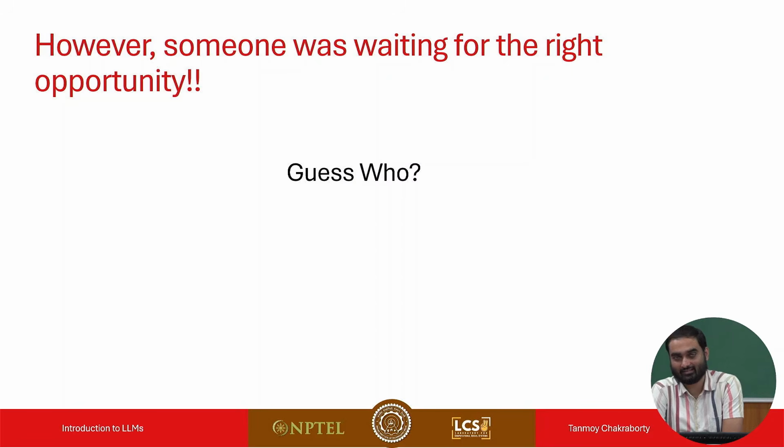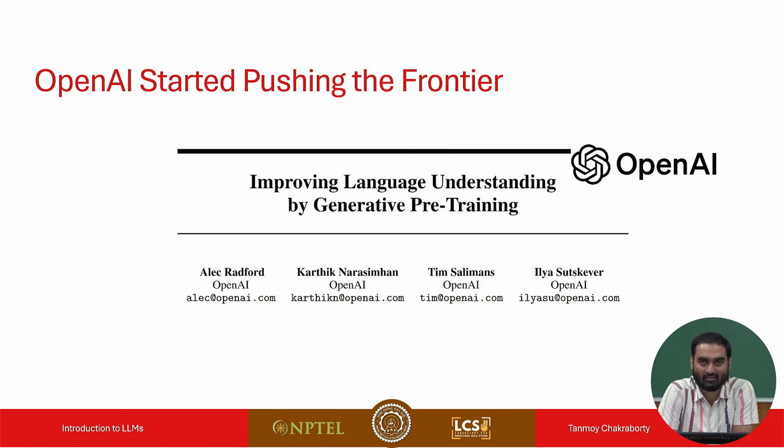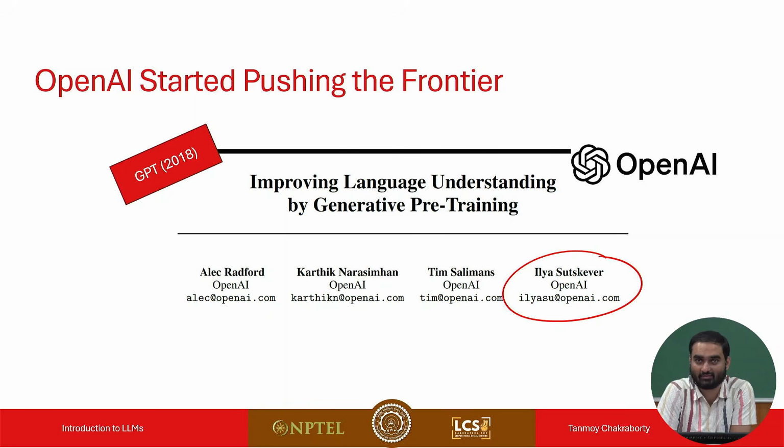In 2018, there was another company who was just waiting for the right opportunity, and it is none other than OpenAI. So OpenAI in 2018 wrote their first GPT paper. And remember this gentleman, Ilya Sutskever. He is one of the co-founders of OpenAI, the chief architect of OpenAI. He was the chief architect because he recently resigned.